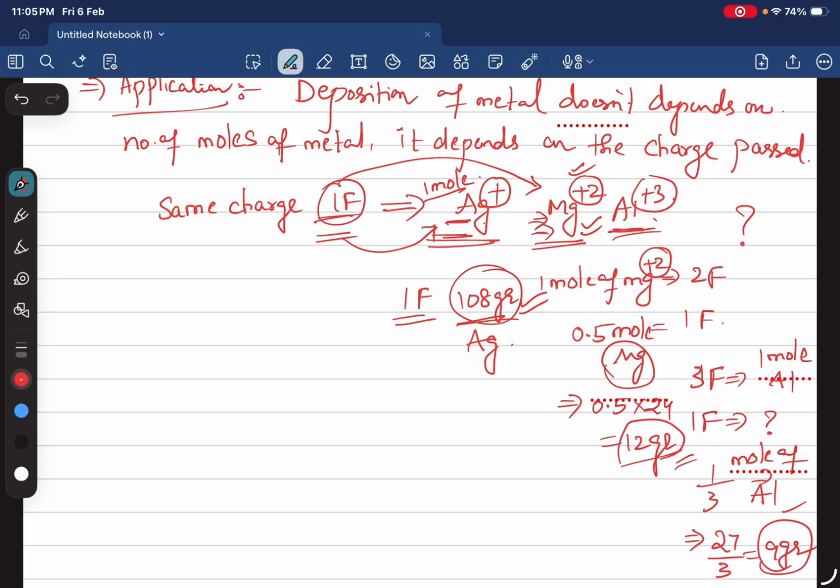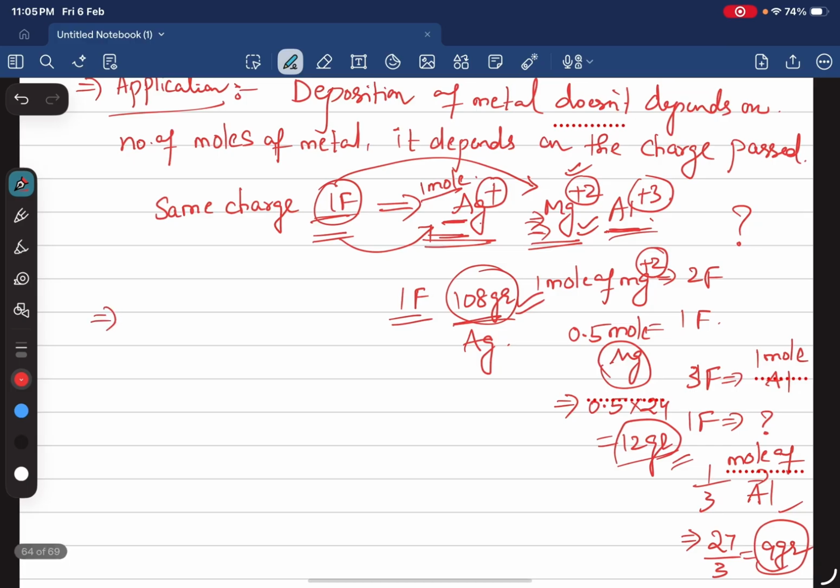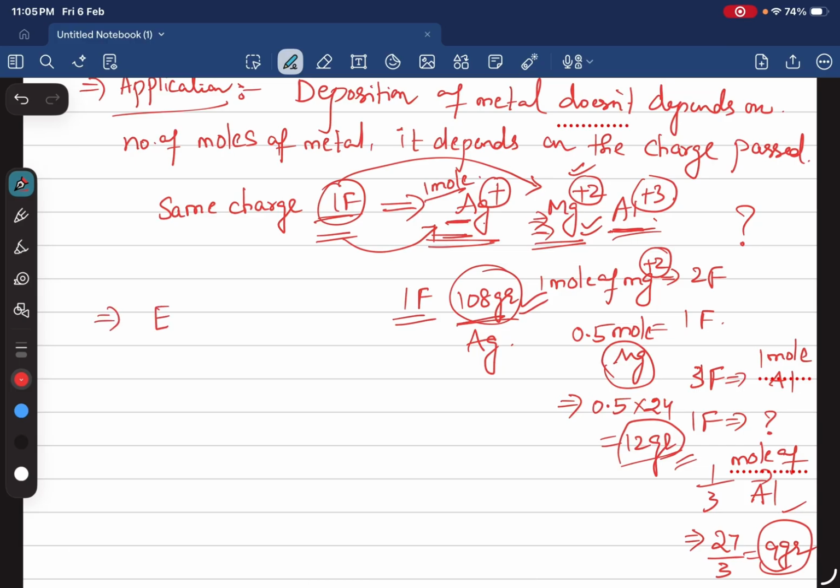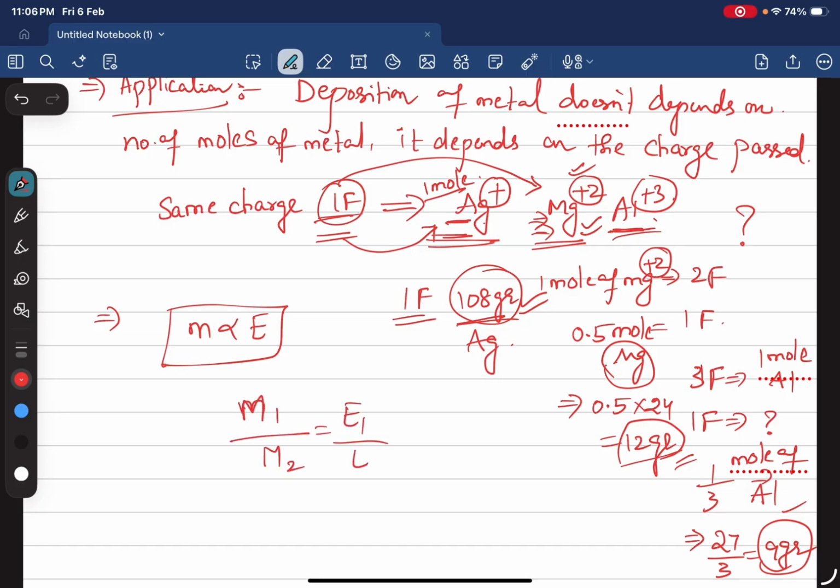So what can we understand from this? The mass of metal deposited is directly proportional to the equivalent mass of the metal ion in the electrolytic solution. So the same point: M1 by M2 equals E1 by E2. This is called which law? Faraday's second law.